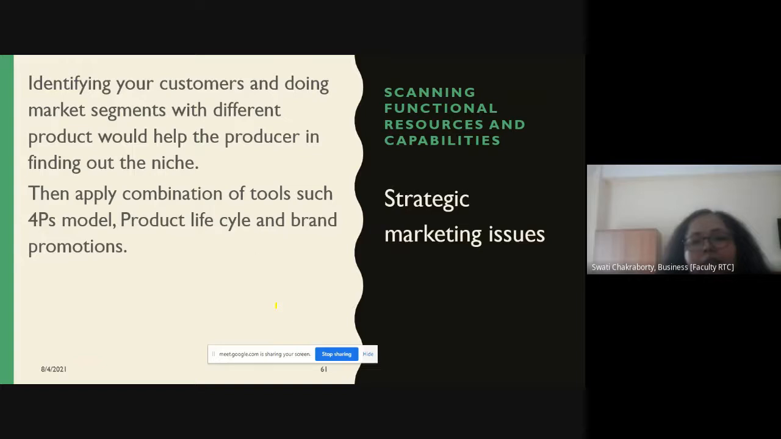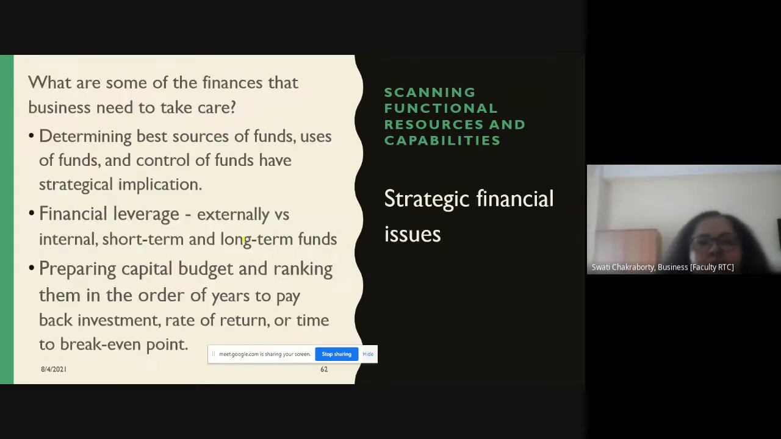Okay, next comes up is the marketing issues. Now, you need to identify your customers and the market segments with different products that would help the producer in finding out the niche. Who are your customers and what are the market segments? So, trying to find out what is and where is the niche. Then start applying a combination of tools like 4P models, product life cycle, and brand promotion to actually convince your customers and enhance or increase your customer base.